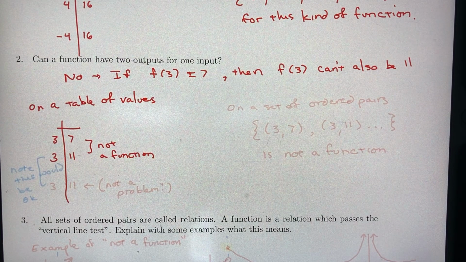Incidentally, if we saw another 3, 11, that would not be a problem, because that's one input, one output. The problem is when you have an input with two different outputs. Okay, on a set of ordered pairs.